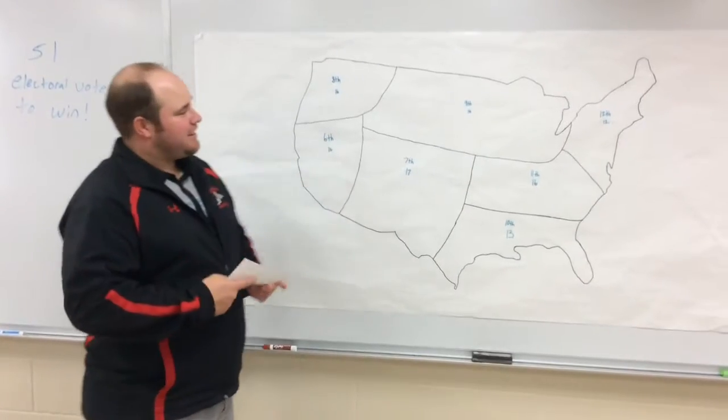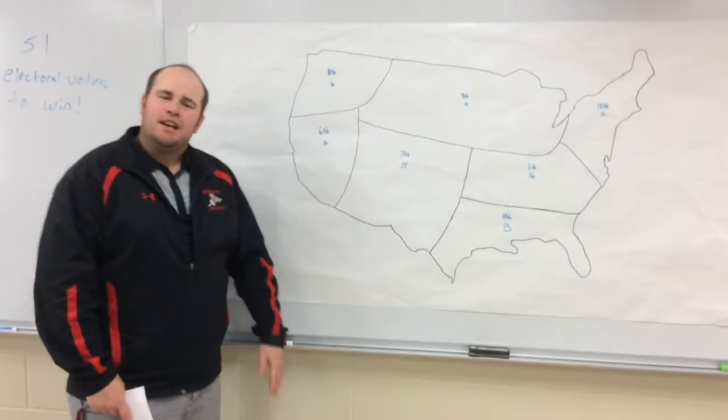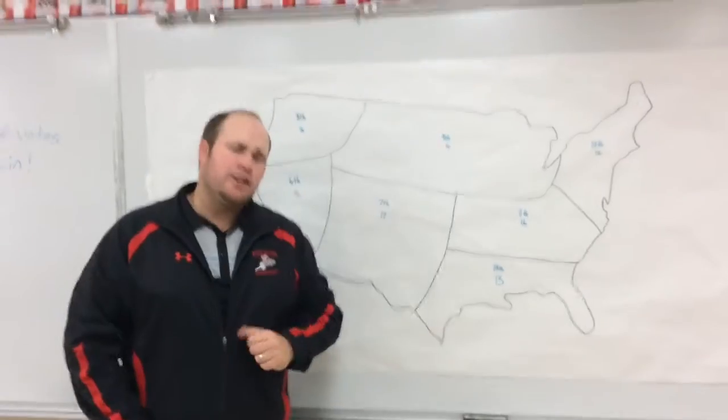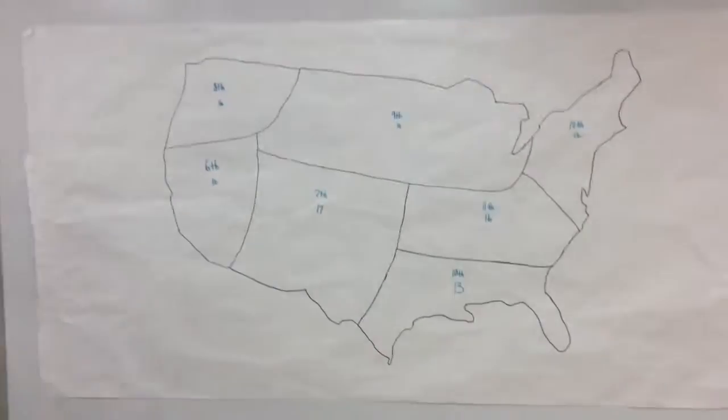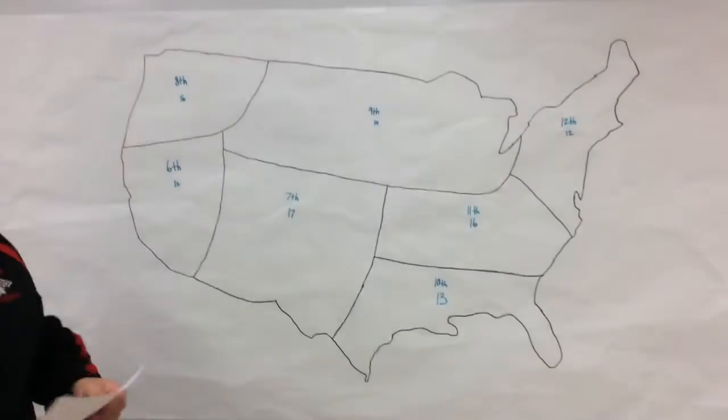Wilson Woodrow back here, back with the electoral college map. Now let's take a look at who is looking good going into the night. Who is going to have the most votes tonight? Who is going to get to those 51 electoral votes needed to win the White House?